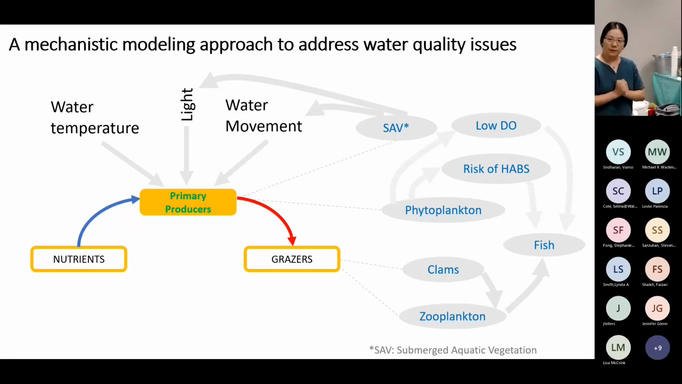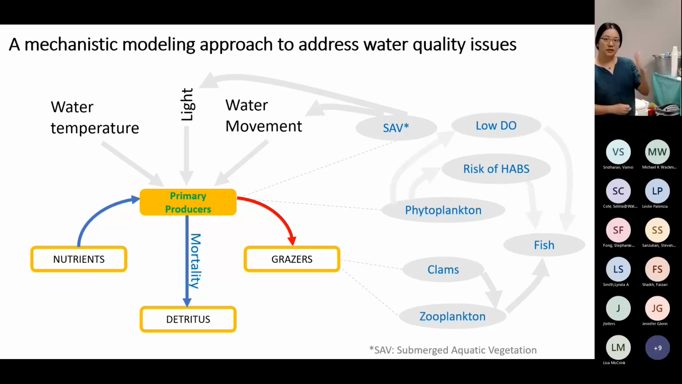Next, I would like to finish the biogeochemical cycle. The mortality of primary producers produces detritus, and detritus through remineralization returns nutrients back into the nutrient pool. Detritus also interacts with grazers. Mortality of grazers can produce detritus, and some grazers can also graze on detritus. Clams, for example, can have detritus as a food source.